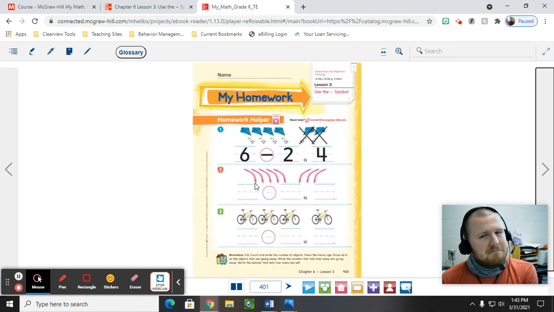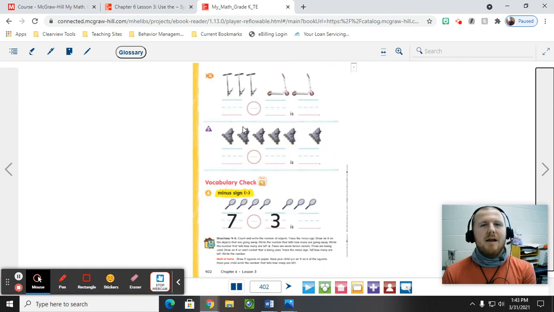And then the homework, like I said, it's kind of easy to see. You have how many pool noodles and then how many fell out of the pool, how many are still left in the pool. That's what you're writing. How many bikes are there? How many bikes rode away? How many are left? That's what you're doing. Simple as that. That's really all I have for today.